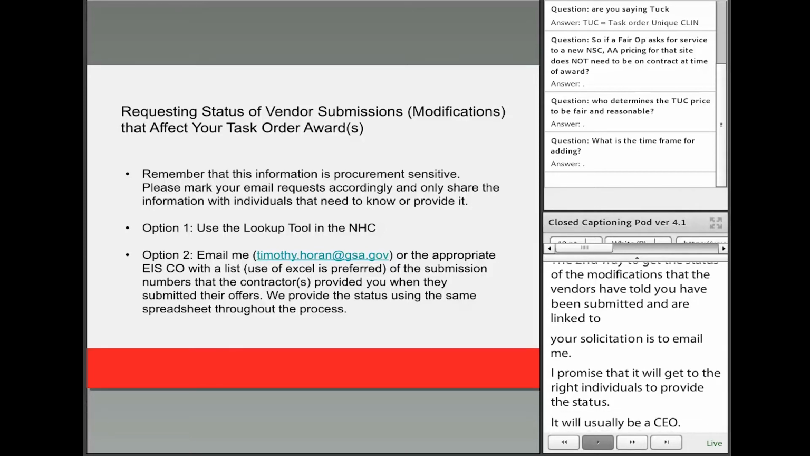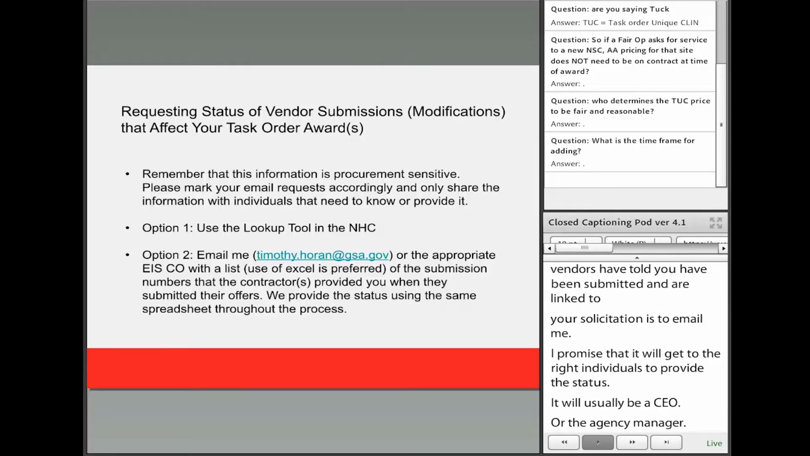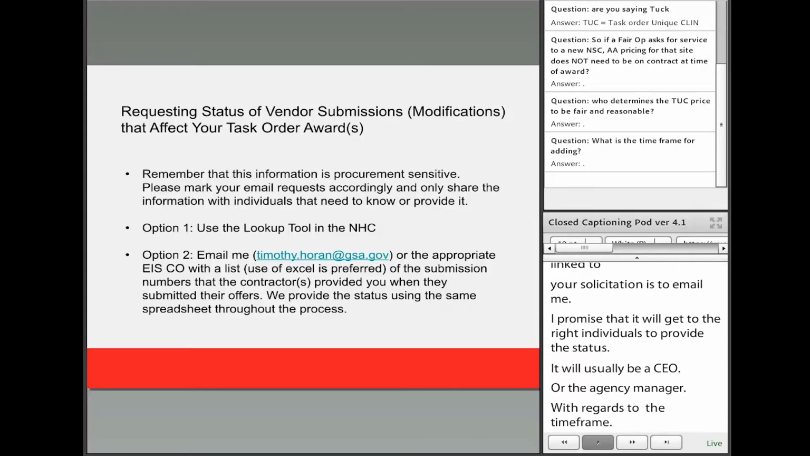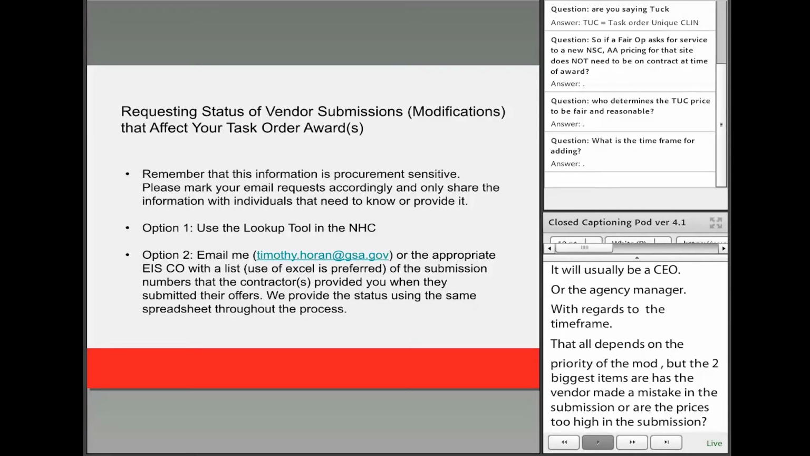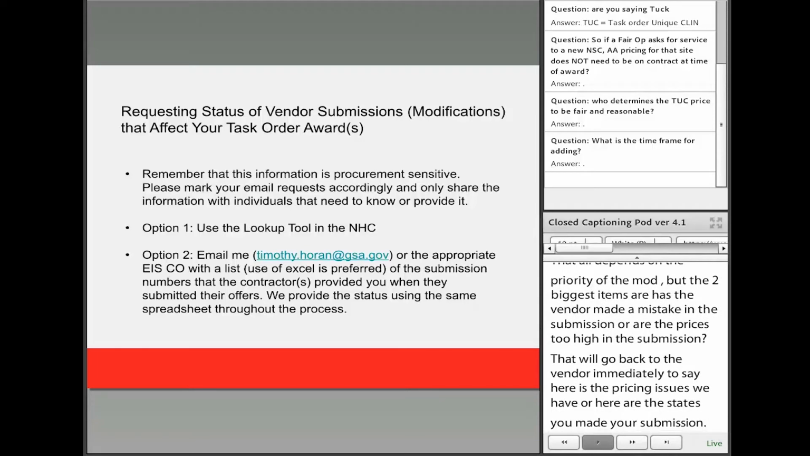With regards to the time frame, that all depends on the priority of the mod. But the two biggest items are, has the vendor made a mistake in the submission, or is the price too high in the submission? That will go back to the vendor immediately to say, here are the pricing issues we have, or here are the mistakes you made in your submission. Priority mods, we're trying to turn around quickly. I apologize, I can't give you an exact number of days, but they're all treated as priorities.